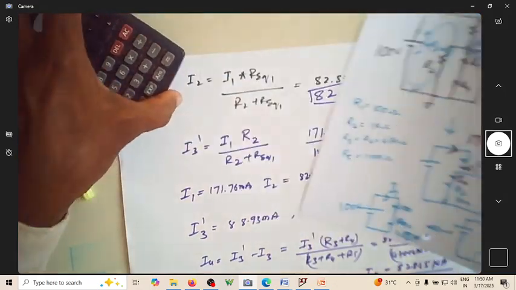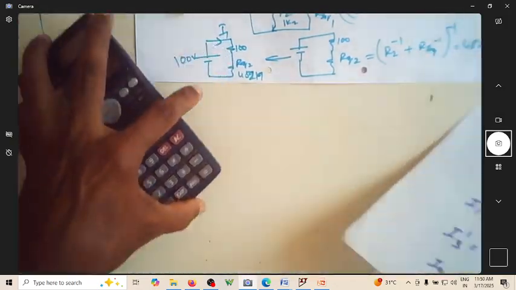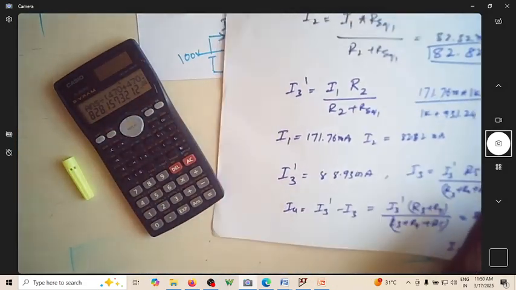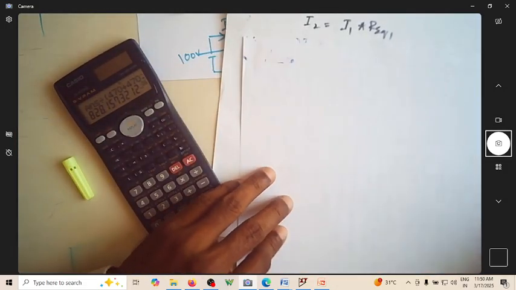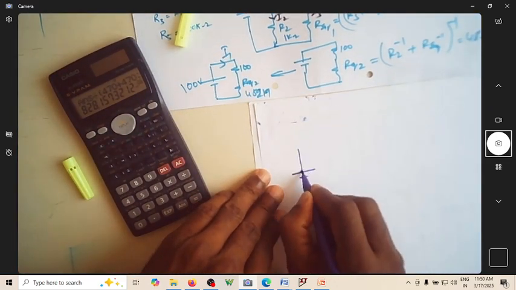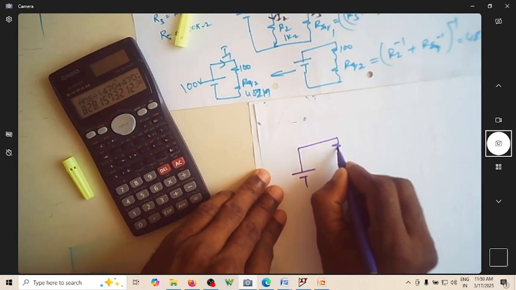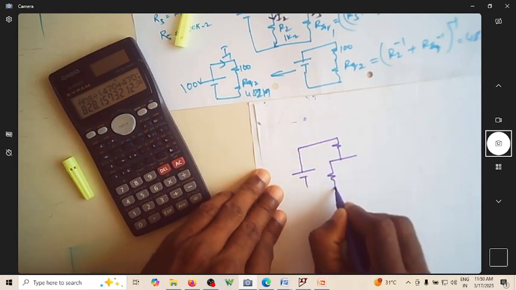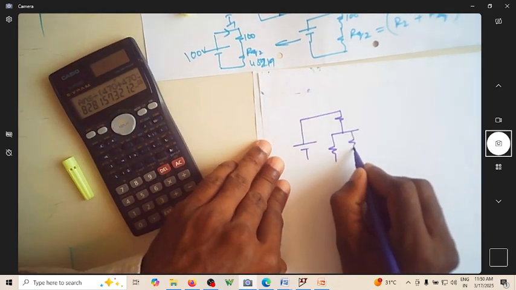So let us list out the currents we got. Let me rewrite the circuit and the currents. The circuit I have is this. This is the circuit.